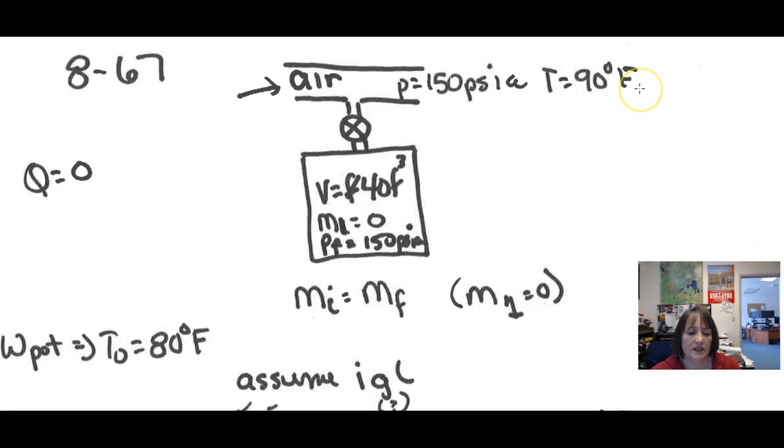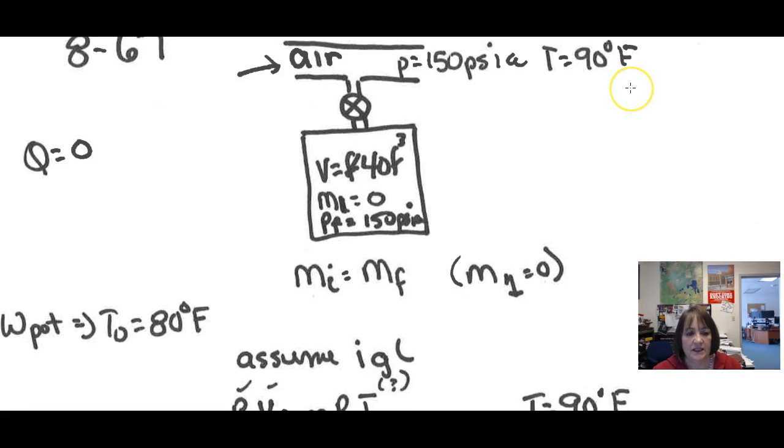So the problem goes on to ask about work potential or usable work of the air. But the first stumbling block that you hit is just trying to determine how much mass of air moves from the supply line through the valve into the tank.